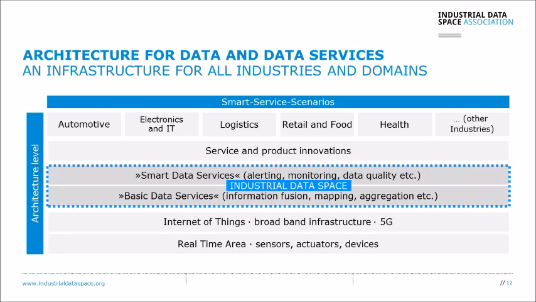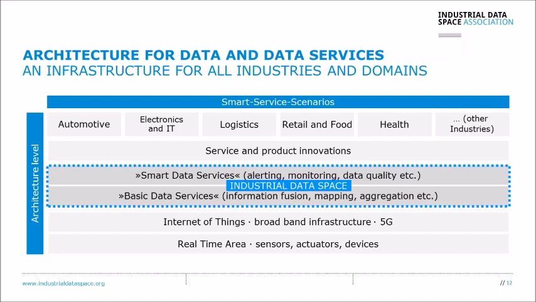Nowadays, especially in Industry 4.0 and other digitized areas, we make use of real-time sensor values, actuators, and other devices which are connected via the Internet of Things, via broadband infrastructure like 5G or something like this, to make those data available. Based on this data, we can provide basic data services for information fusing, mapping, aggregation, and things like this. But what we really want are smart services and product innovations. To achieve this, we need connectivity between all those data sets.